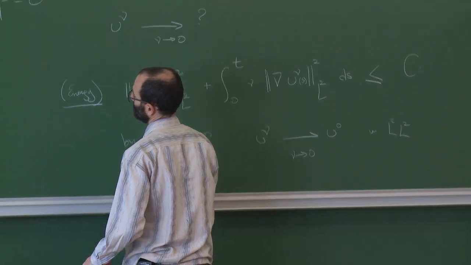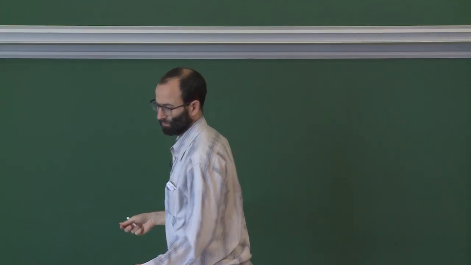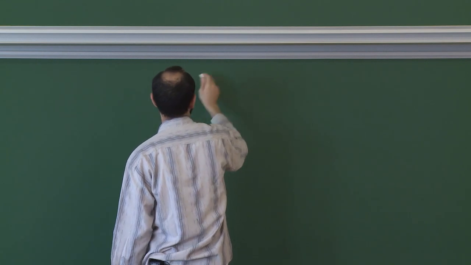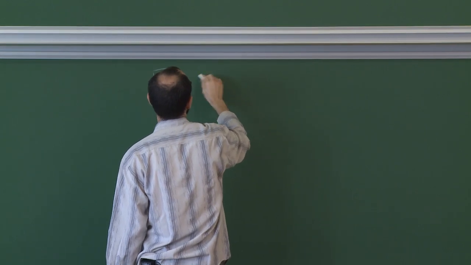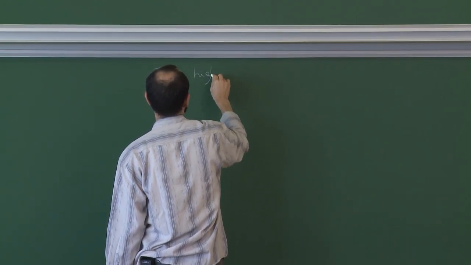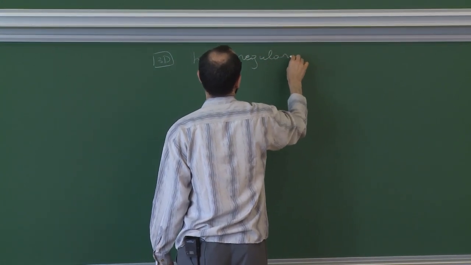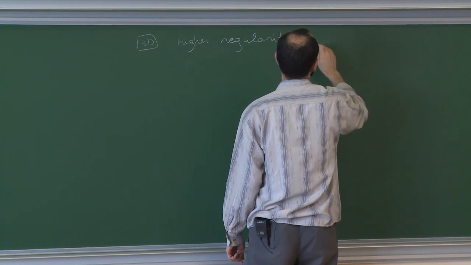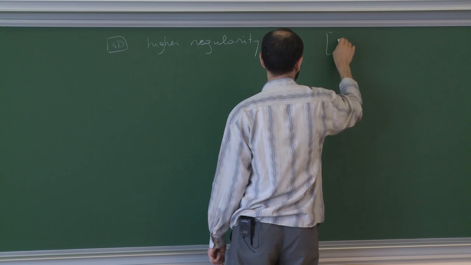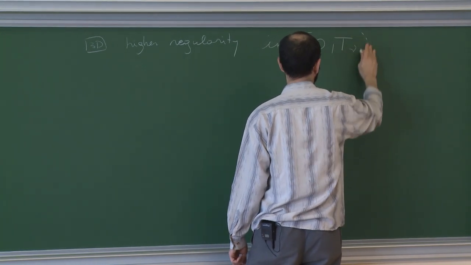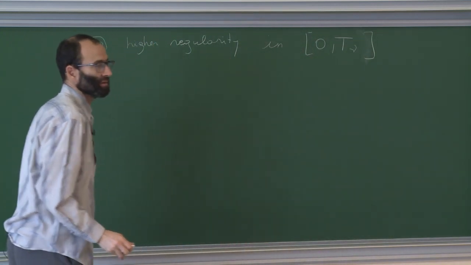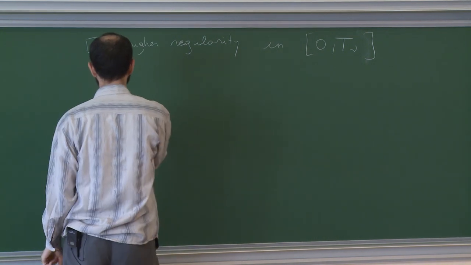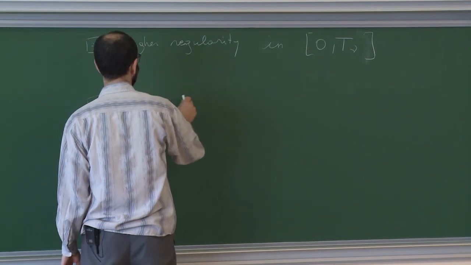So if you try to prove higher regularity, I mean, you can. But depending on which dimension, if you are in three dimensions, you will only be able to prove higher regularity on some interval 0 to T nu. But then the interval can shrink in three dimensions. But that's not really the issue, because even in 2D, we can prove higher regularity, same thing.